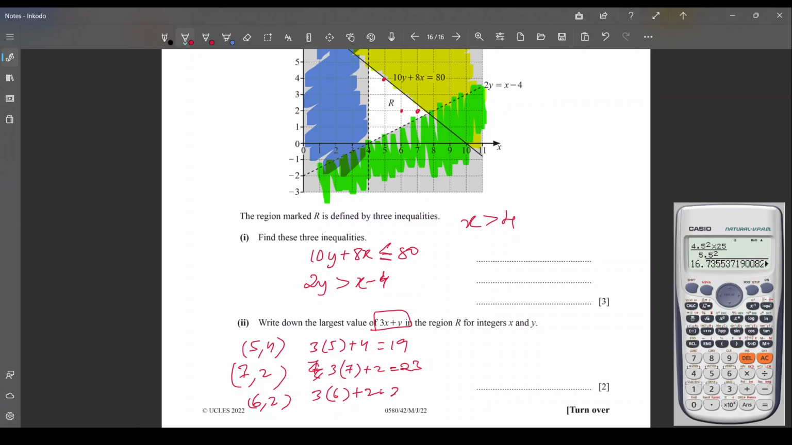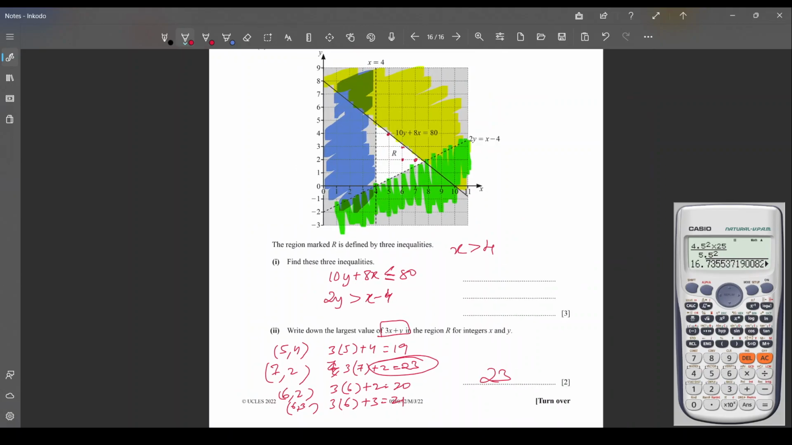so 18, 19, 20. This is 6 comma 2, and this is also a point, and its value is less than that. So if we take 6 comma 3 also, 3 into 6 plus 3, we'll get 21 there. So the largest value that we are getting is 23. So in this region R, the largest value for 3x plus y is 23.